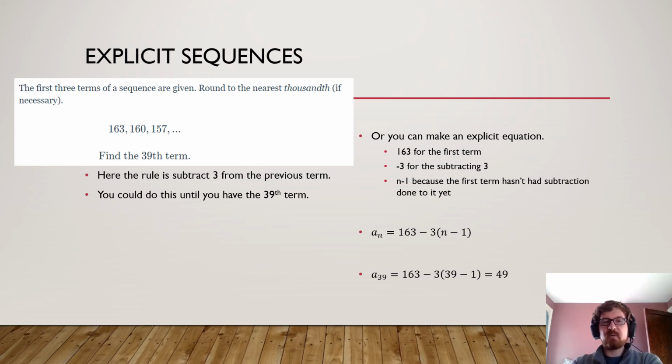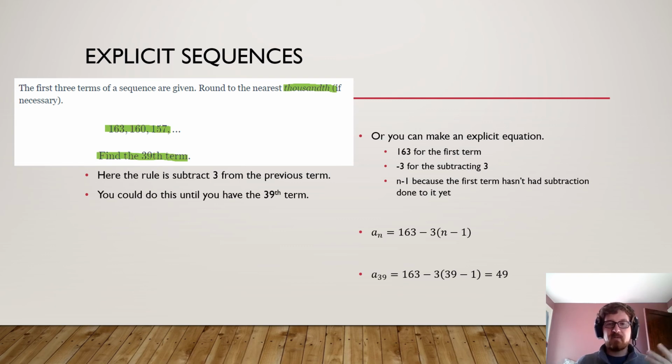So here's one as it would appear on your homework. The first 3 terms of a sequence are given. Round to the nearest thousandth if necessary. Remember, thousandth is 3 decimal places. We're given these, and we're asked to find the 39th term. So here the rule is subtract 3 from the previous term. You could do this until you have the 39th term.